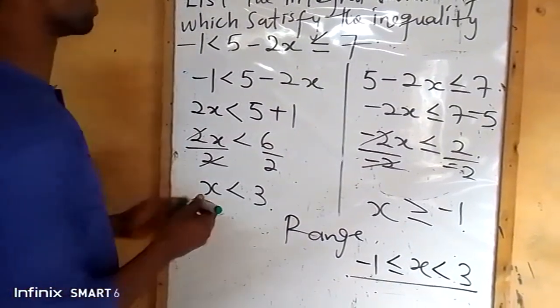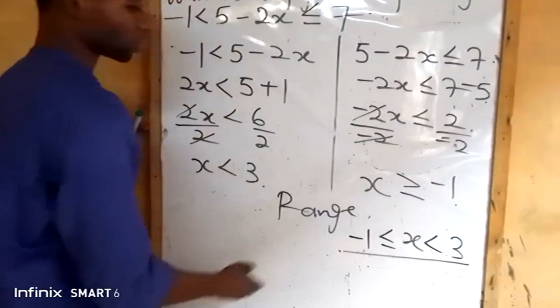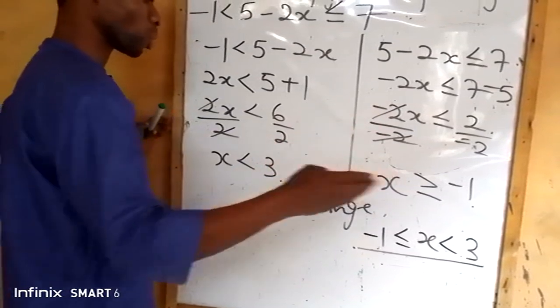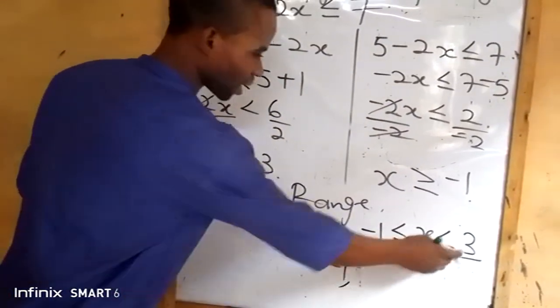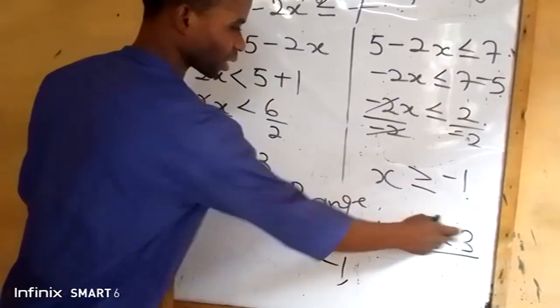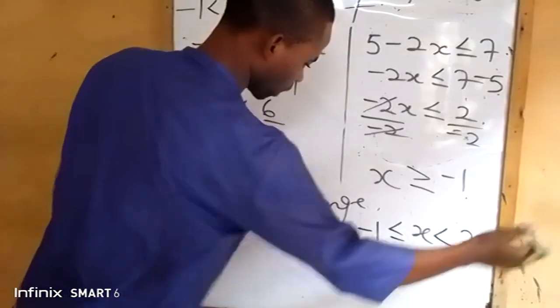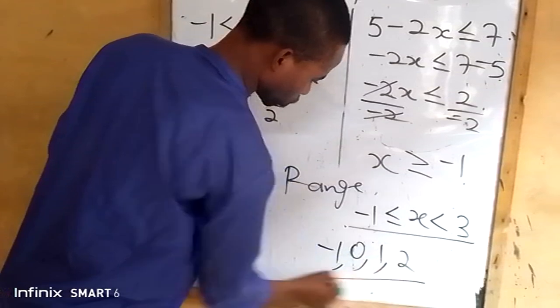Now, they ask us to write the values of x. They say minus 1 is less than or equals to x, so I'm starting from minus 1 for the value of x. Less than 3, I'm stopping at 2. So that's minus 1, 0, 1, 2.